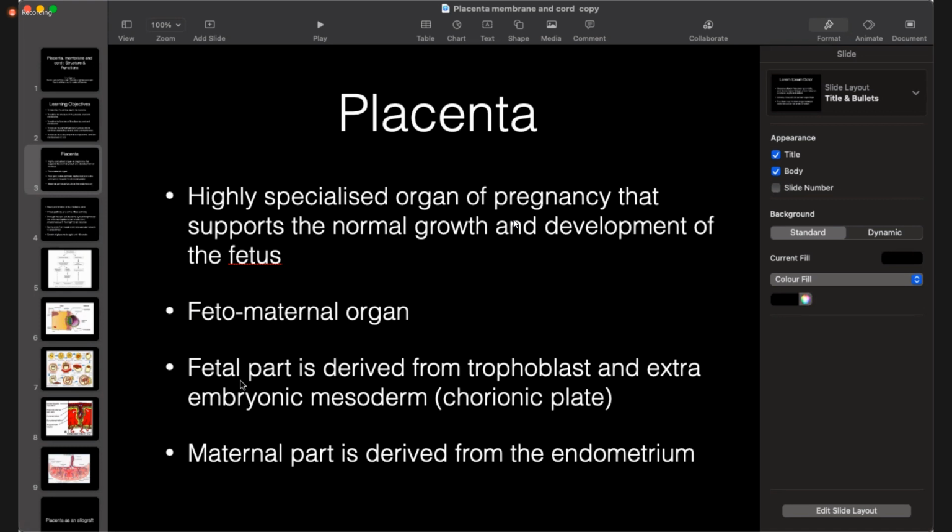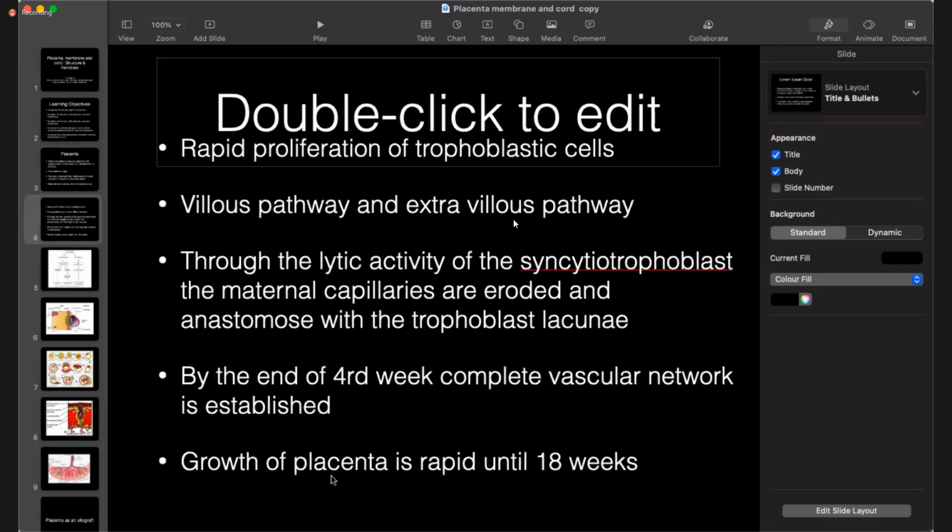The fetal part is derived from a group of cells called trophoblastic tissue and extraembryonic mesoderm. This forms the chorionic plate. I'm not going to do the embryological origin here, but you should know that the maternal part is derived from the endometrium, and the fetal part is from the trophoblast and extraembryonic mesoderm.